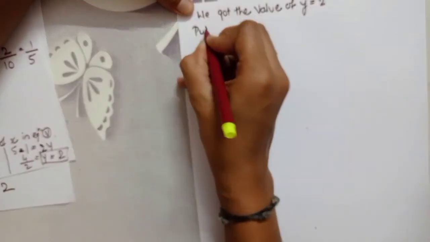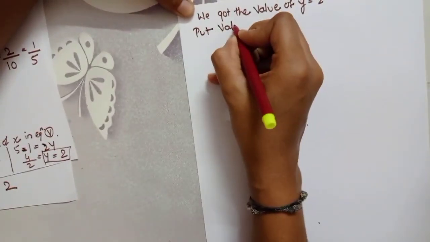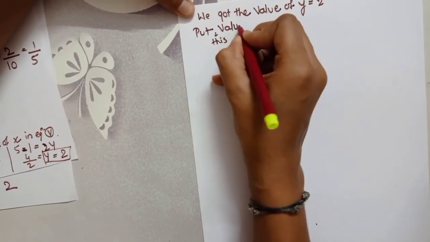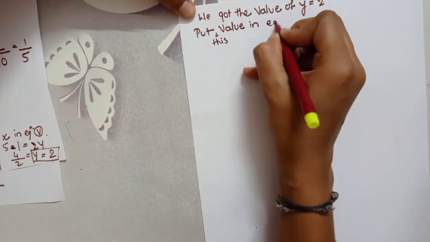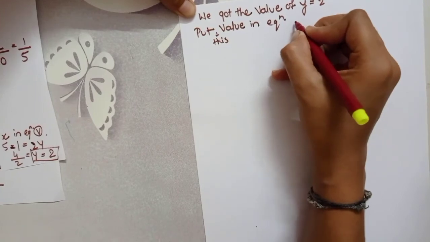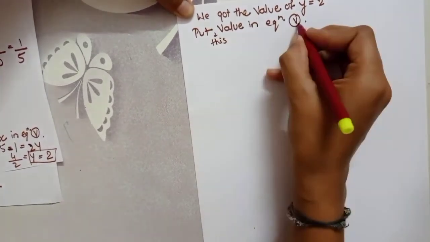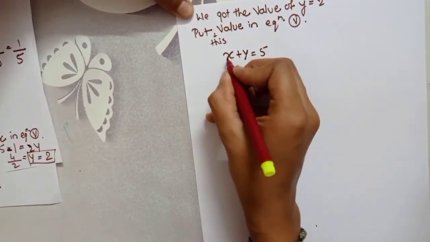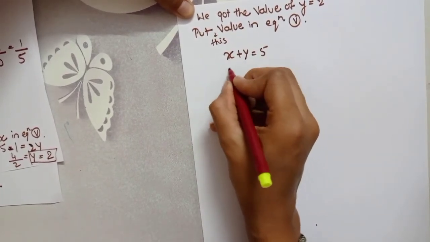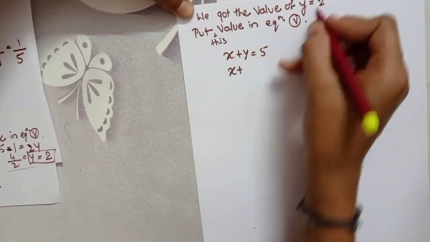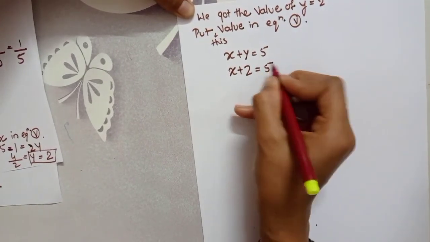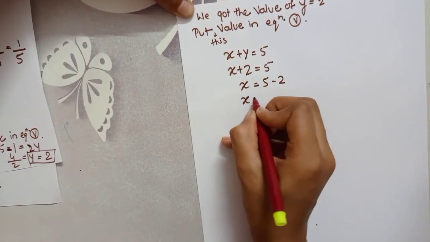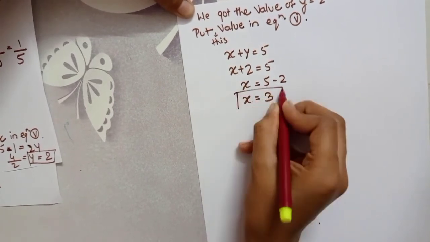Now put this value in the fifth equation. What is the fifth equation? x plus y is equal to 5. We have to find x plus the value of y, which is 2, is equal to 5. That is x is equal to 5 minus 2. x is equal to 3.